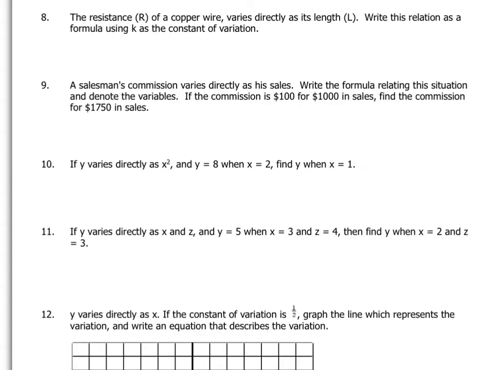All right, let's look at number 8. Remember, we're trying to find the relationship. It says write the relation as a formula using K for the constant. The resistance R of a copper wire varies directly as its length. So we would have R is equal to KL.